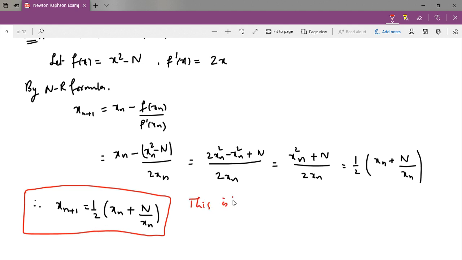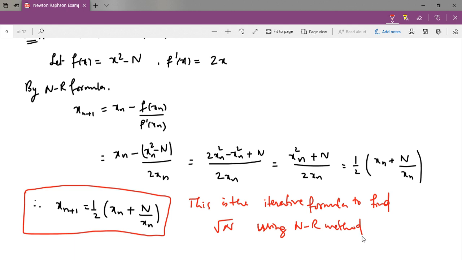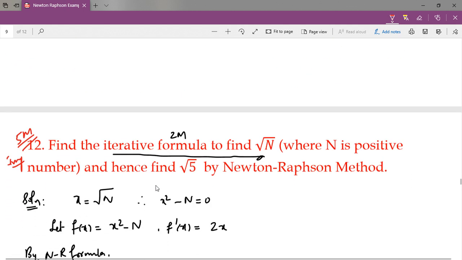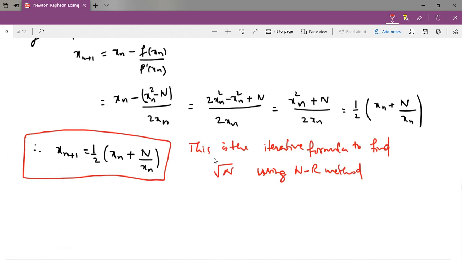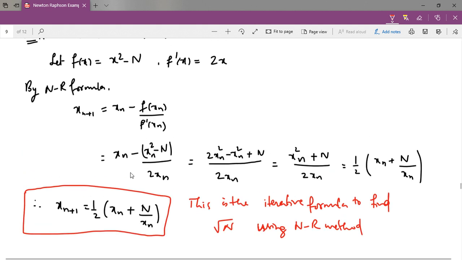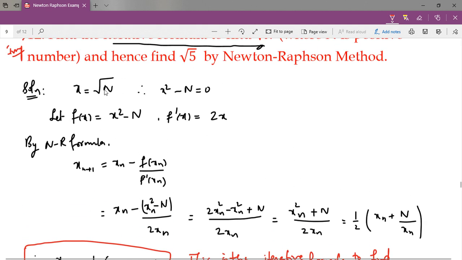This is the iterative formula to find root n using Newton-Raphson method. If only the iterative formula to find root n is asked, then you have to stop here. This carries 2 marks.